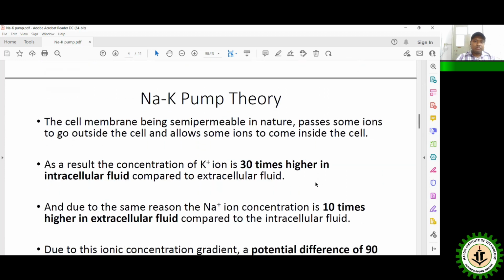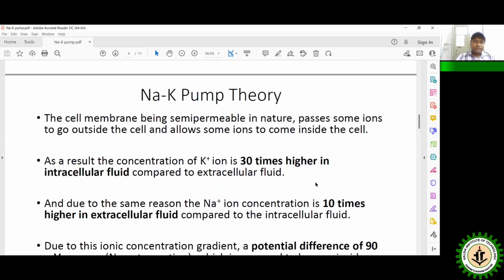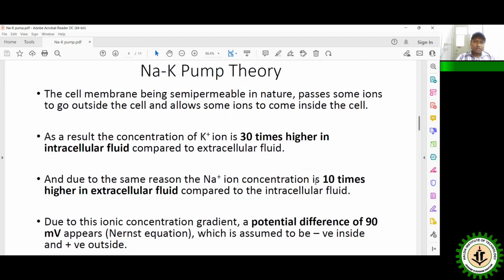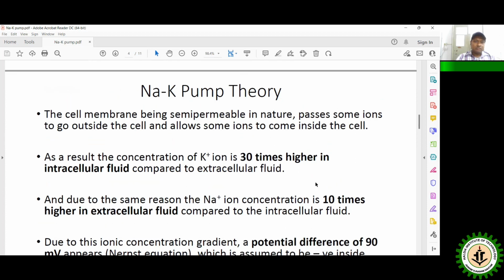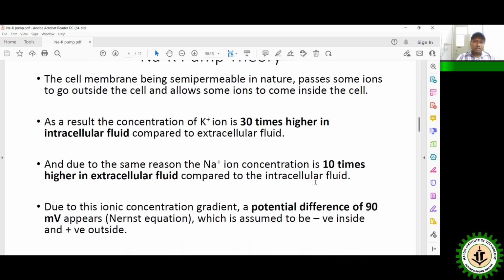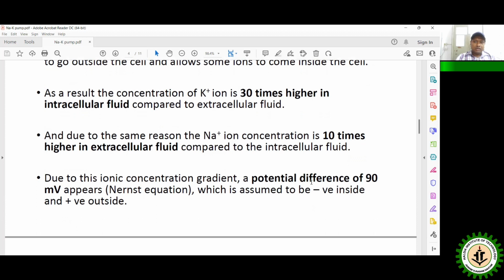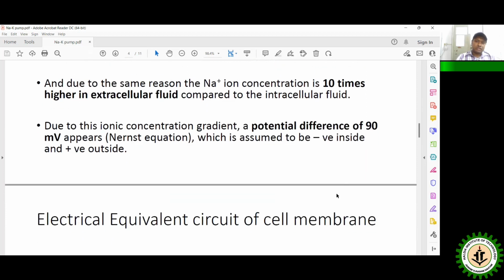Whatever I have already mentioned has been pointed out here. The cell membrane, being semi-permeable in nature, lets some ions go outside of the cell and allows some ions to come inside the cell. Ultimately, the potential difference of 90 millivolt appears due to the Nernst equation application, and it is assumed to be negative inside and positive outside. This is only an assumption.